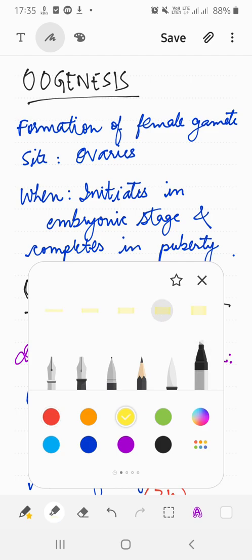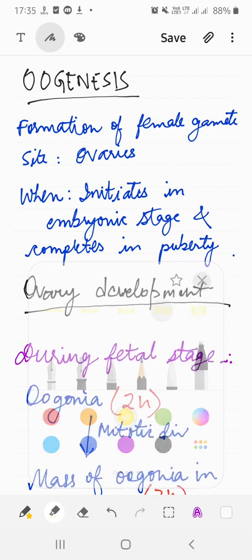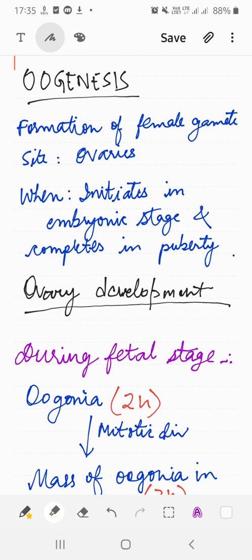In our last session, we discussed spermatogenesis. Today, we are going to discuss oogenesis. What is oogenesis? The formation of the female gamete. Where does it take place? In the ovaries.